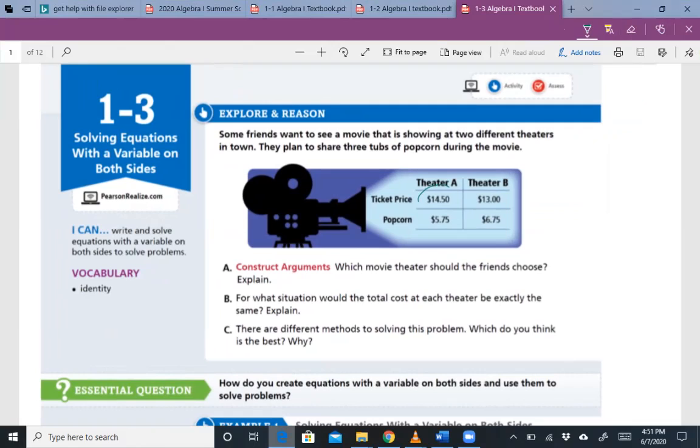Okay, you're buying 1 ticket, but 3 tubs of popcorn. So here we go. Okay, 1 ticket price, 3 tubs of popcorn. Let's see how much it's going to cost altogether. Now, for buying 3 tubs of popcorn, we'll put a 3 next to 5.75 and 6.75 because that tells us only the price of 1, so we need to buy 3.